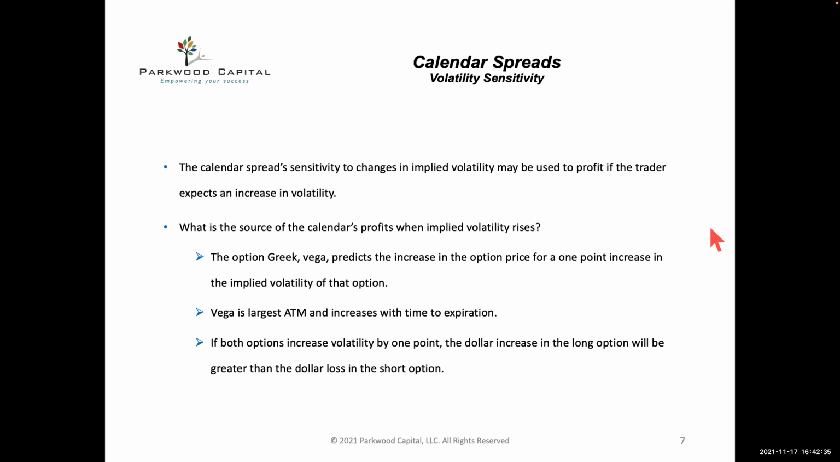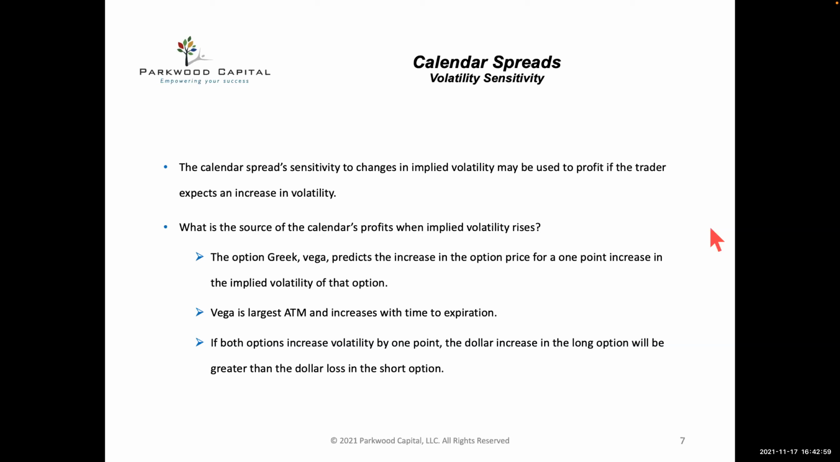So, volatility sensitivity. We've already said that this calendar spread is very sensitive to implied volatility. Well, why is that? I mentioned the option Greek called vega. And it's interesting that that's the only one of the Greeks that doesn't have a Greek letter or a Greek name. They just made it up.